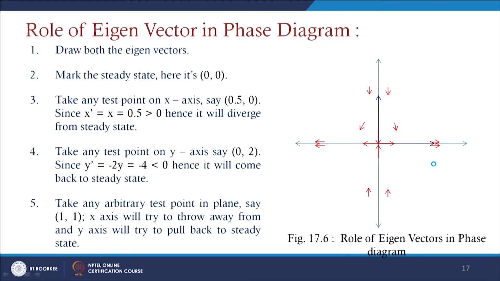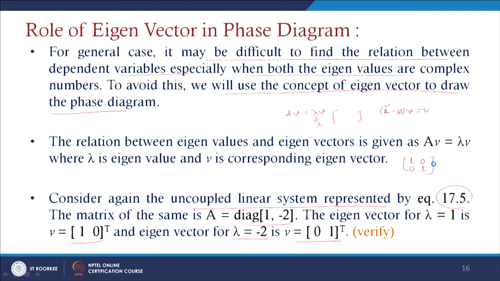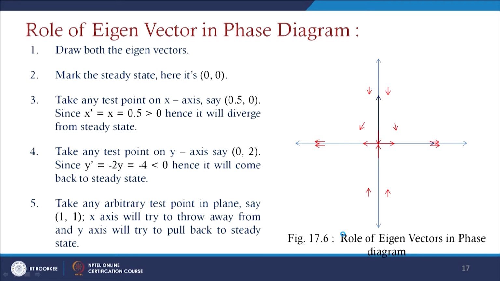And if you draw these eigenvectors, in the first case you can find that this is nothing but the x axis, that is x equals 1 and y equals 0. In the second case, this is nothing but x equals 0 and y equals 1, that is the y axis. So, if you draw these eigenvectors, the steady state is achieved at 0 0, and both these axes, the x axis and y axis, represent these vectors.